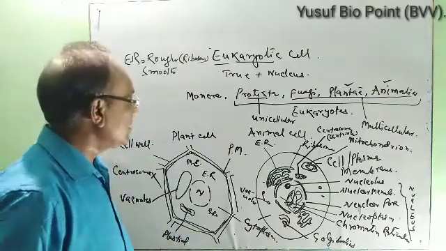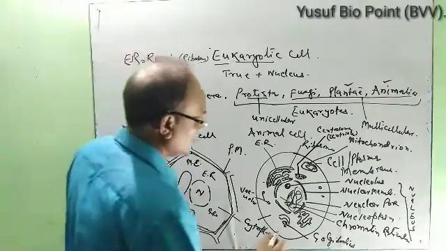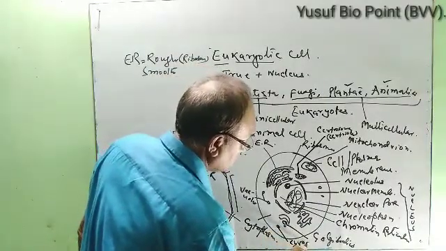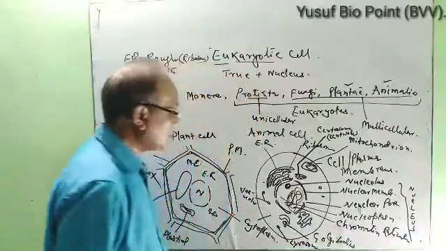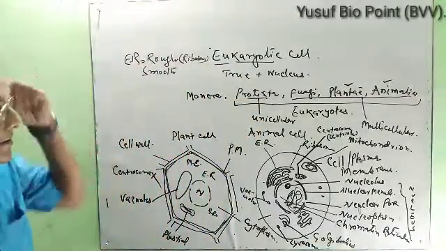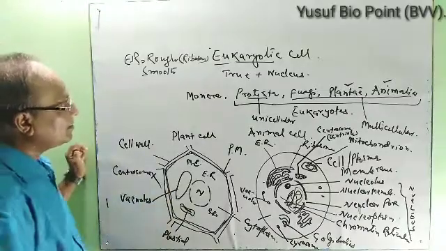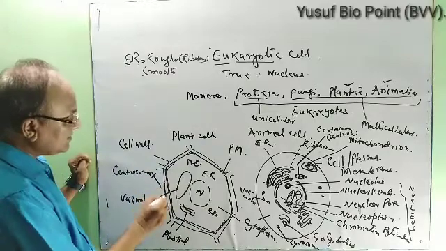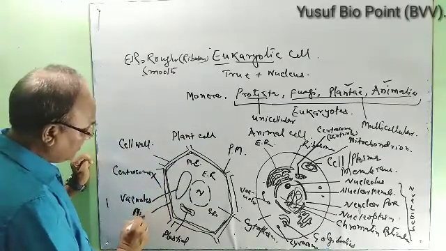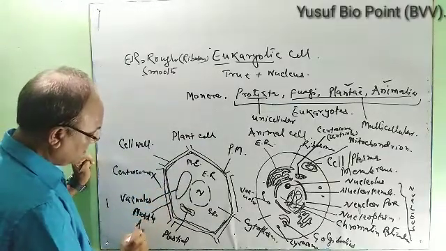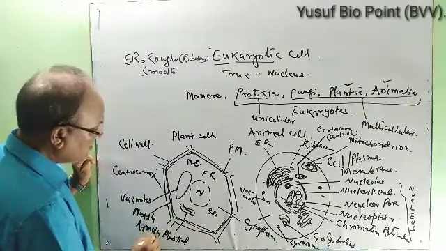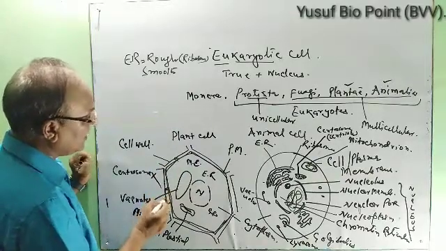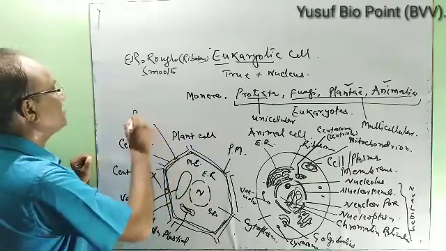So these are some points, except that lysosome. Now in the plant cell, this is the outer cell wall, this is the middle lamella, and in that there are some structures which connect the cytoplasm of two cells, known as plasmodesmata.